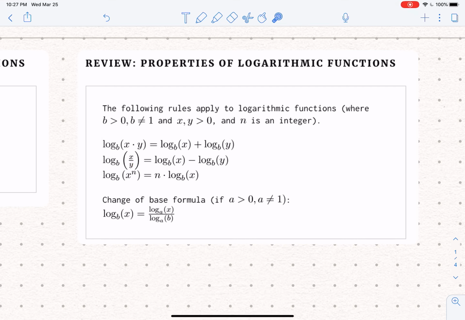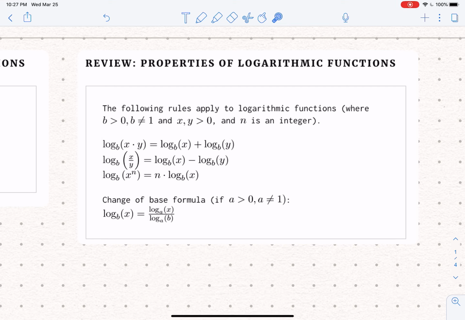Then finally, this one is really helpful. This says that if you have a log times a number, you can bring that number up and put it as an exponent of the thing inside the log. Or similarly, if you have a log of x to a power, you're allowed to bring that power out and multiply it in front of the log. So those are somehow the three basic rules of logs.